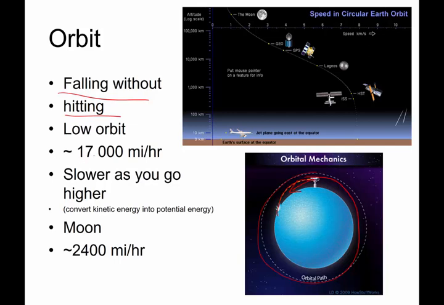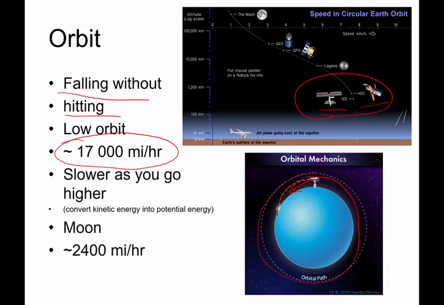If you want an object to be shot at a speed so that it will not fall down again in a low Earth orbit, you have to go pretty fast, somewhere in the neighborhood of 17,000 miles an hour. Those are the types of speeds of the International Space Station, the Hubble Space Telescope, and other things that are orbiting the Earth.